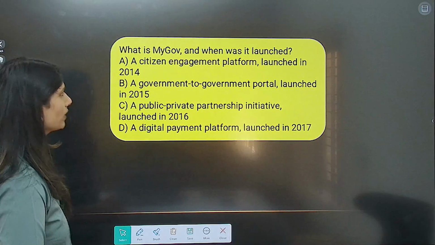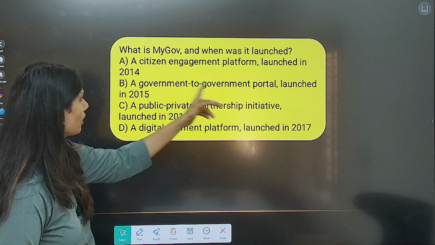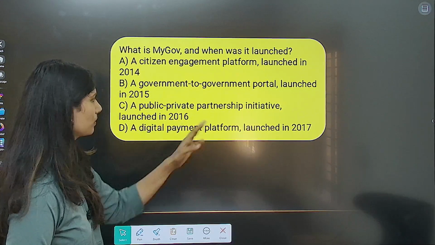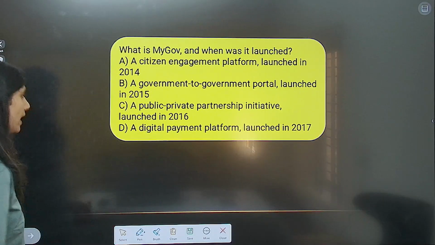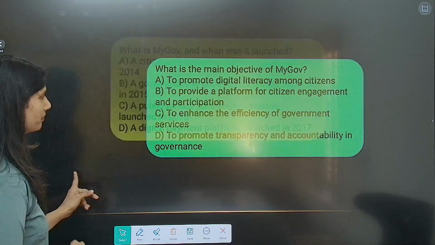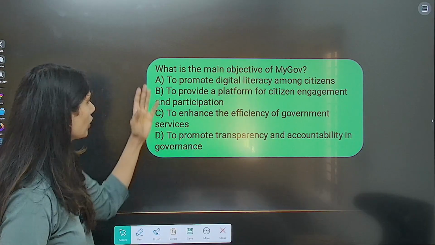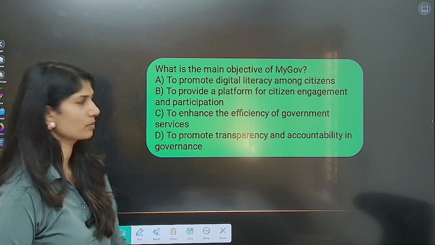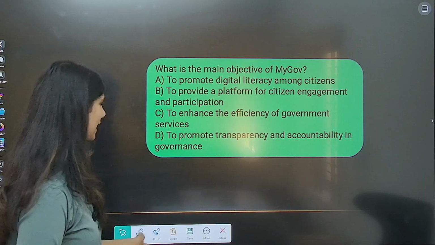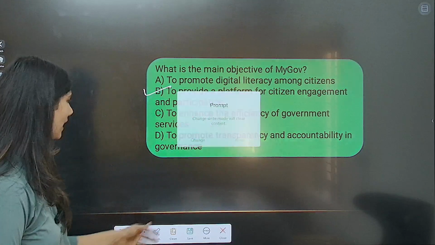What is MyGov and when was it launched? A citizen engagement platform launched in 2014, government to government portal launched in 2015, public-private partnership launched in 2016, digital payment platform launched in 2017. This we have discussed. It is a citizen engagement platform launched in 2014. What is the main objective of MyGov? To promote digital literacy among citizens, to provide a platform for citizen engagement and participation, to enhance the efficiency of government services, to promote transparency and accountability in governance. The answer is to provide a platform for citizen engagement and participation.